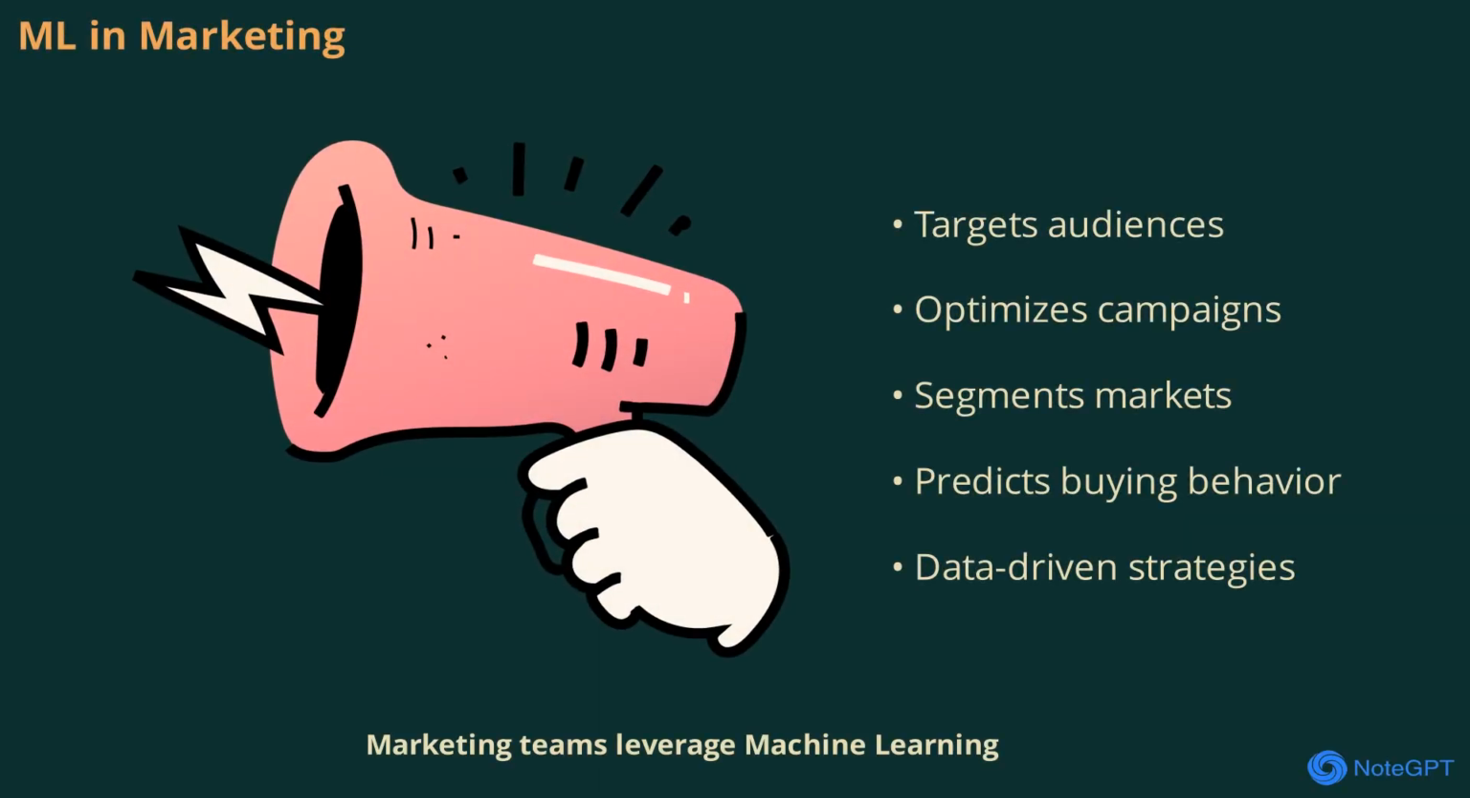Marketing teams leverage machine learning to target audiences and optimize campaigns. ML models analyze customer data, segment markets, and predict buying behavior. The transparency of ML algorithms helps marketers understand which factors influence campaign success, enabling data-driven strategies and better ROI.